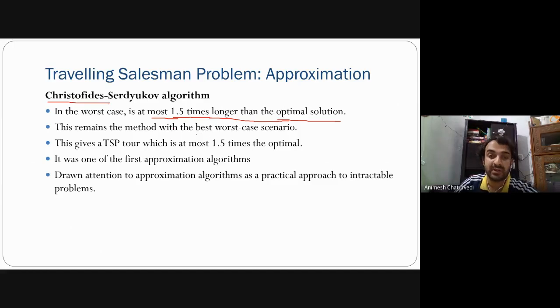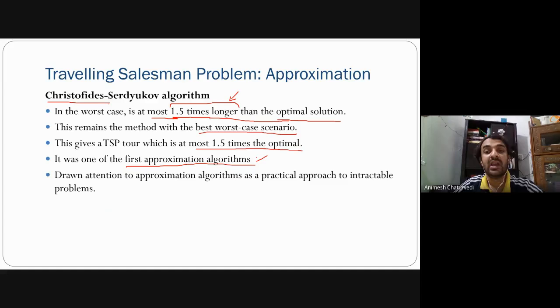So it is the best worst-case scenario for generating this type of solution, in terms of the shortest route for the traveling salesman. This was the best approximation possible till now. So it will give you at most 1.5 times the optimal solution. And it was the first approximation algorithm known.